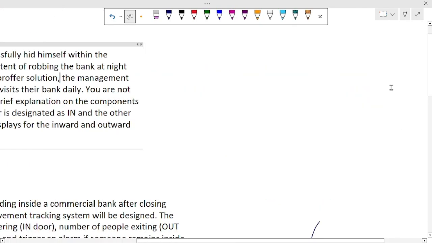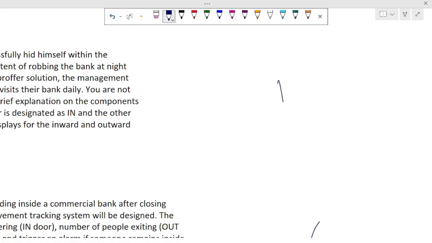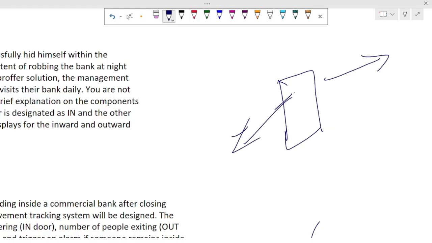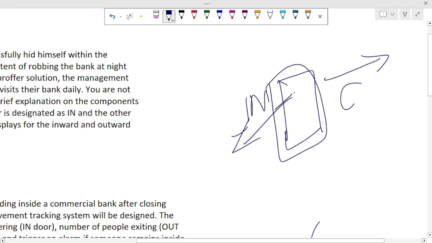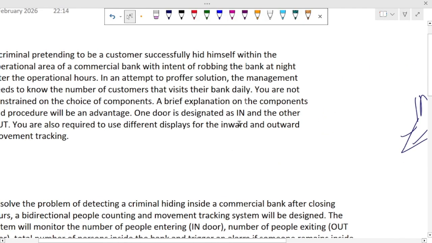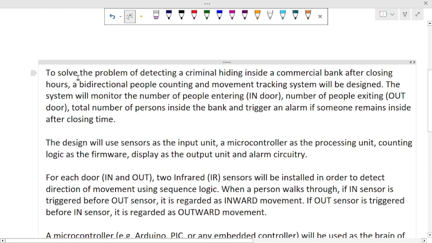All right, so when we say bidirectional counting system, we mean the system can count in both ways, okay? People inside and then people outside. So let's say this is in and then this is out. So that's a bidirectional counting system, a system that can count both ways, bidirectional, two directions, okay? So to solve the problem of detecting a criminal hiding inside a commercial bank after closing hours, a bidirectional people counting system, people not objects, people counting and movement tracking system will be designed.